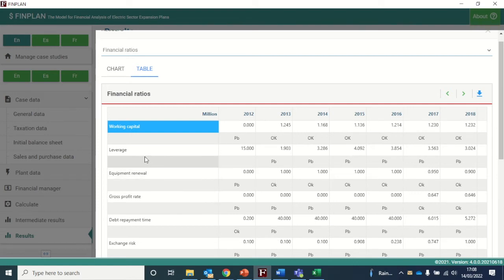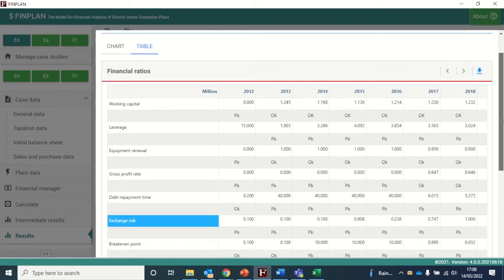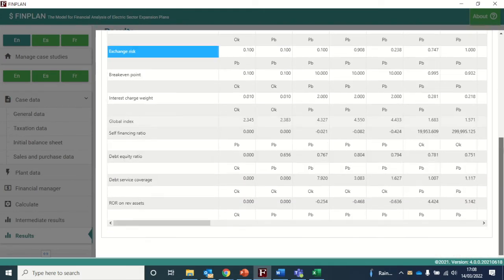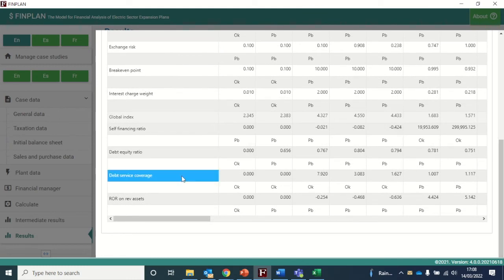We will quickly explain 3 ratios, which is the leverage, exchange risk, and debt service coverage, which is down here. The meaning behind these ratios is explained in the lectures, so I will quickly go through this in this video. FINPLAN has a default value for each of these ratios and judges the computed value from the project relative to that. So if it is less than the default value, then it reports it as PB, which means problem, or otherwise, if it is okay, then it will say okay, like this.